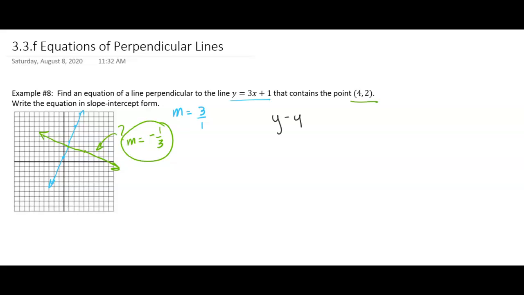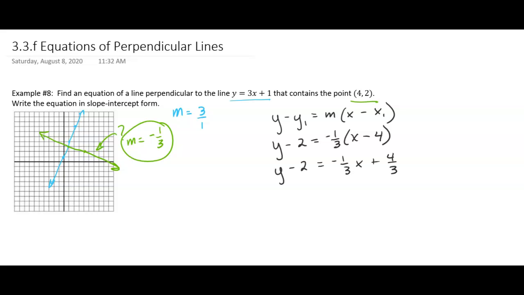y minus y sub 1 equals m times x minus x sub 1. And we put things in. y minus 2 equals, now our slope is negative 1/3, which is a fraction, but that's okay. And then let's go ahead and distribute. We want our answer in slope-intercept form, so we're trying to get y by itself. And then we're going to have to add the 2 over.